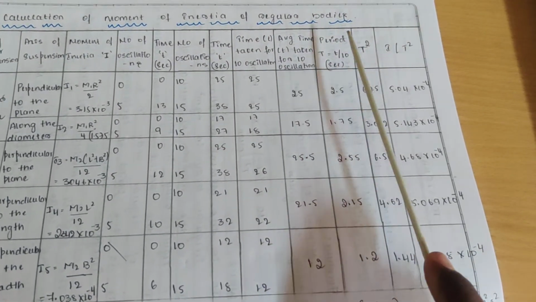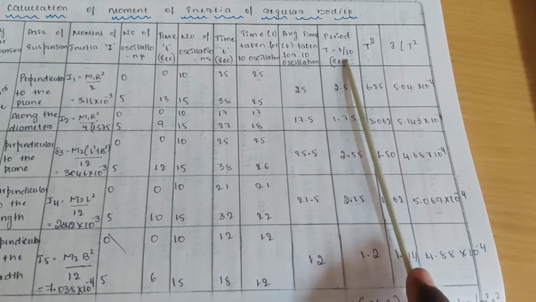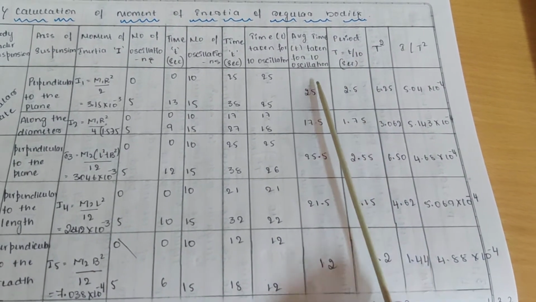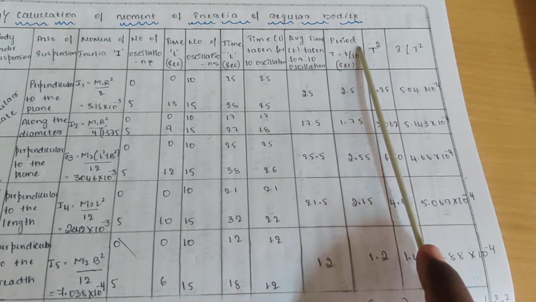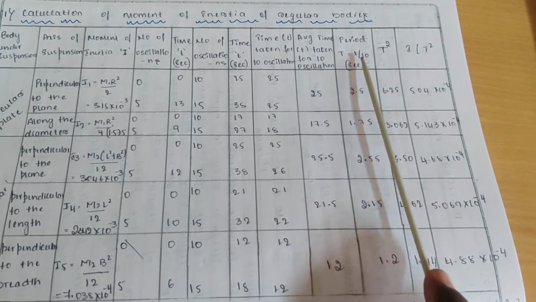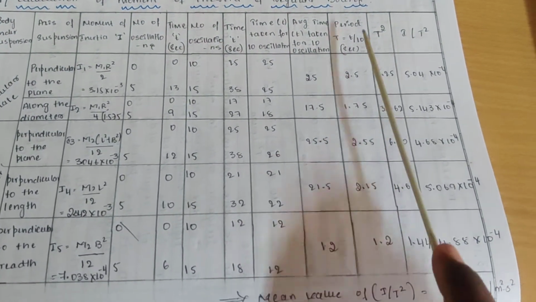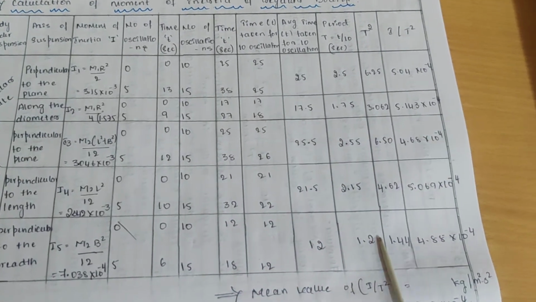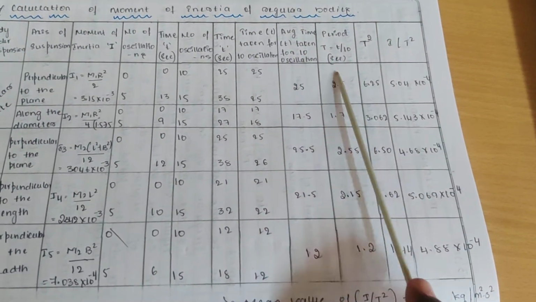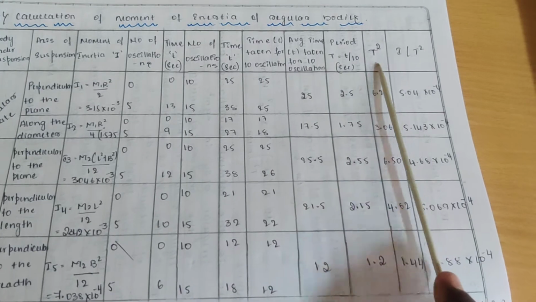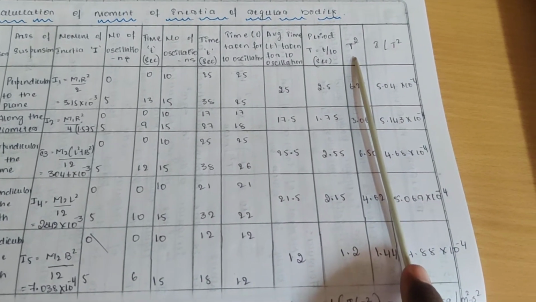Now period, you are going to calculate: T is equal to t by 10, where small t is the average time taken. So this time period can be calculated, T is equal to t by 10. So 25 divided by 10, you will get 2.5. So like that you have to calculate the time period, and the obtained value of the time period, you have to square it. The next column is T square.